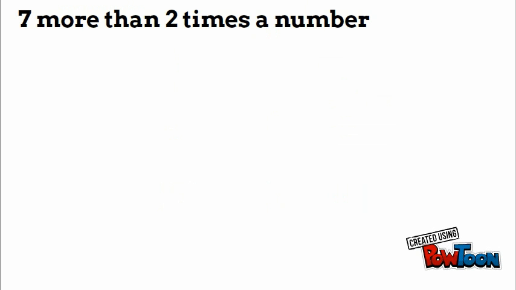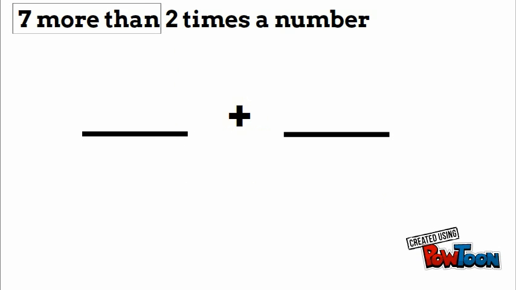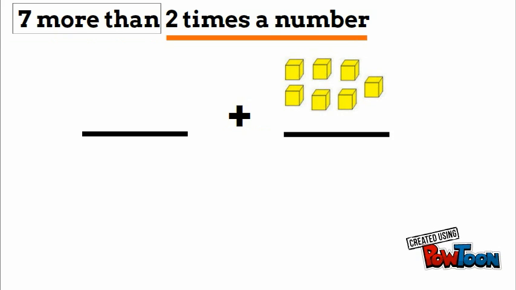So here we have 7 more than 2 times a number. So again, you should always be pulling out those key words. So the first thing we notice is we're told 7 more than, so that tells me we're adding something. Alright, and the 7 is what we're adding. And we're adding that onto something. And what are we adding that onto? Well, we're told 2 times a number. So 2 times means I have 2 of some quantity. So we're going to represent that with our 2 rods.